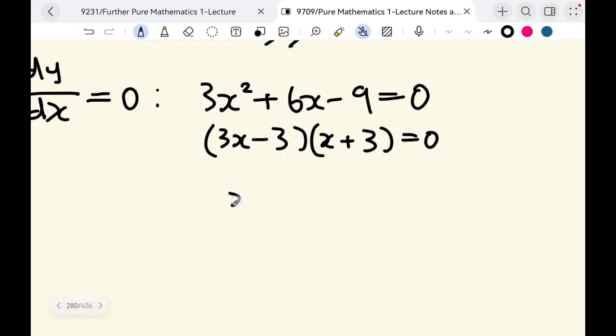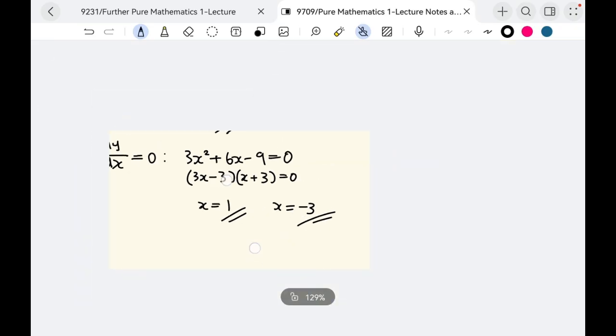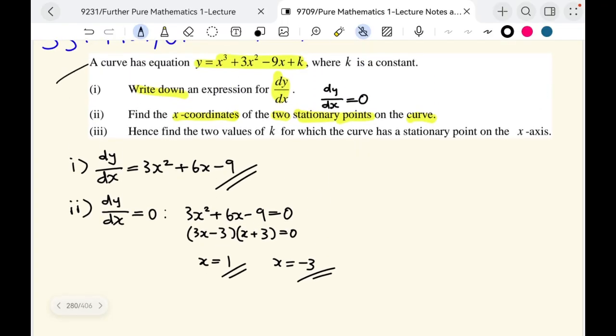Okay, so the x coordinates, one of it is 1 and the other is negative 3. Okay? That's the final answer. Two final answers.